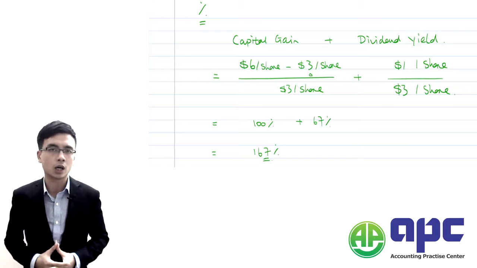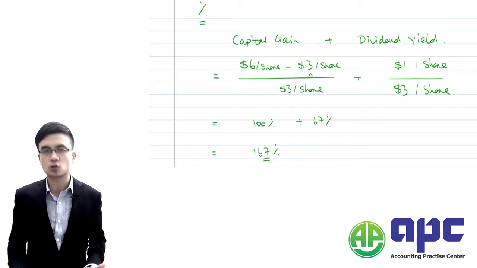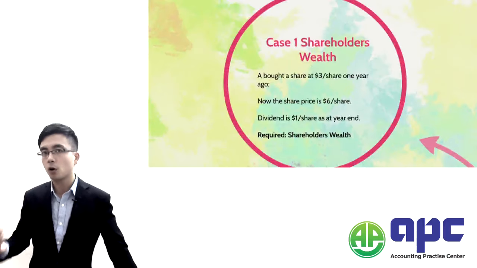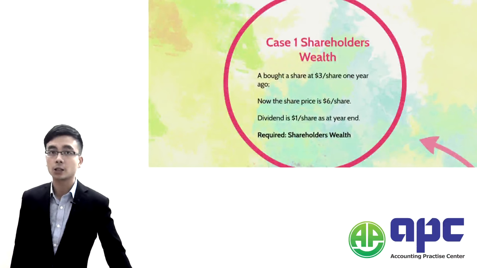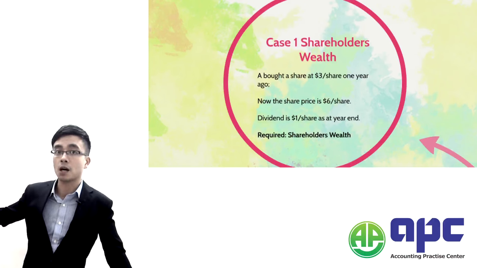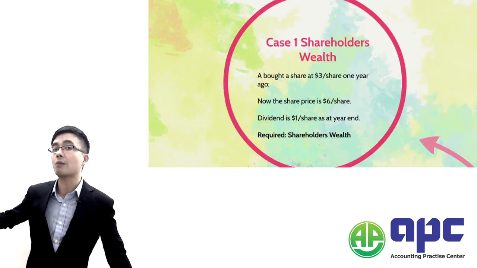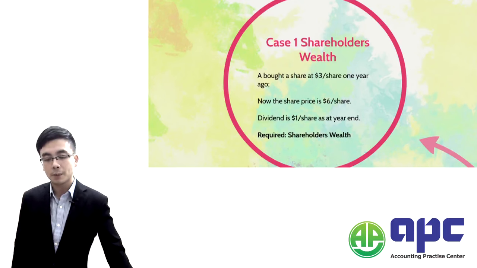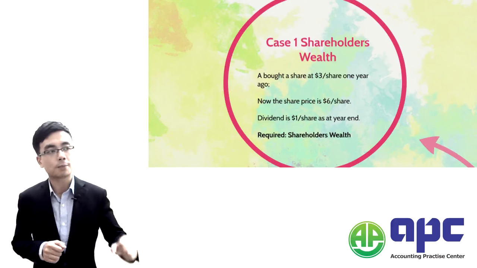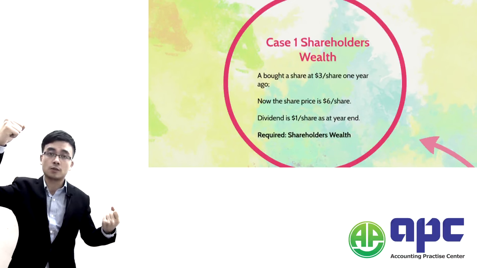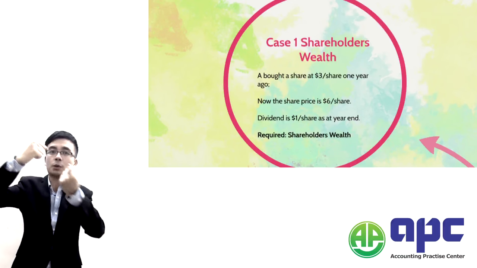In simple words, the shareholders' wealth is just talking about the cash, okay? Because profit will be manipulated by the management, and also profit reflects what has happened in the past. It does not reflect what will happen in the future. So I hope you're happy. The next question is, as you can see, the share price before is $3, but now the share price is $6. Why does the share price double?